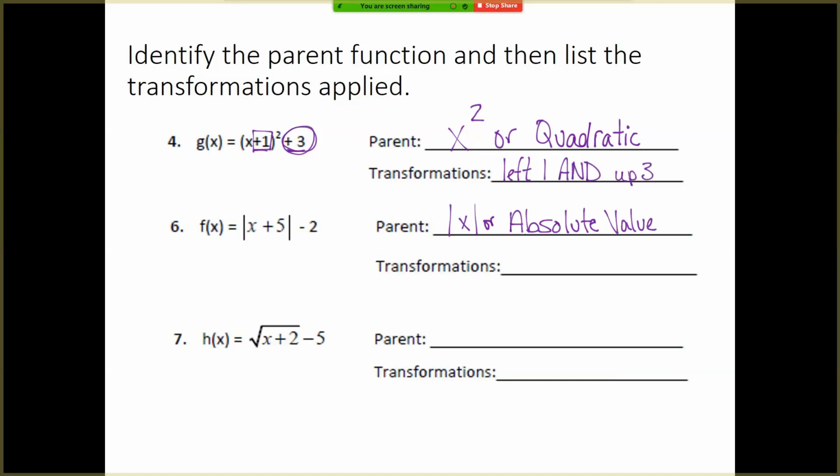And then we have, again, 2 transformations. The plus 5 on the inside moves us left 5. And then the minus 2 hanging out at the end moves us down 2. So our transformations for this one: left 5 and down 2. Take a minute and see if you can do question number 7.